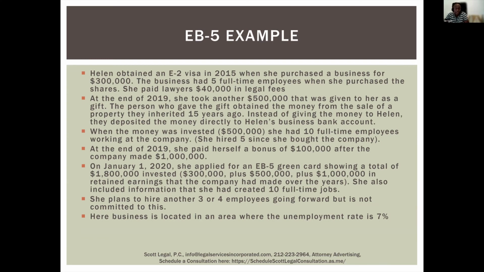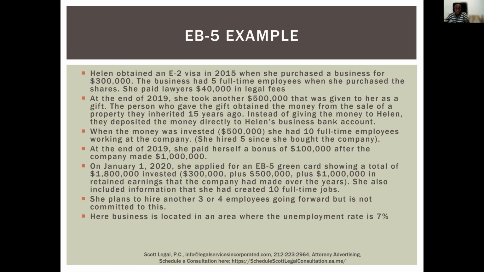So the first issue is that if you buy a business, the 300,000 that she spent on the business doesn't count for EB-5. That's completely fine for E2, but doesn't count for EB-5. The second issue is the $40,000 in legal fees. That can count for the investment in E2, but not for the investment in EB-5. And for EB-5, you have to show where that money came from in addition to the 800,000.